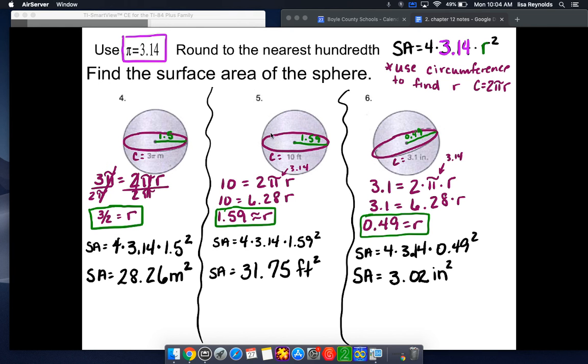So if they give you the circumference, use circumference equals 2 pi r to find the radius, and then you can use your radius to calculate the surface area. Don't forget that your surface area should always be measured in square units.